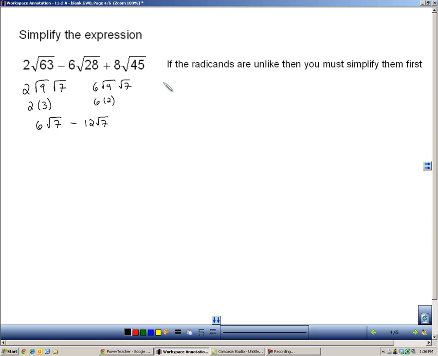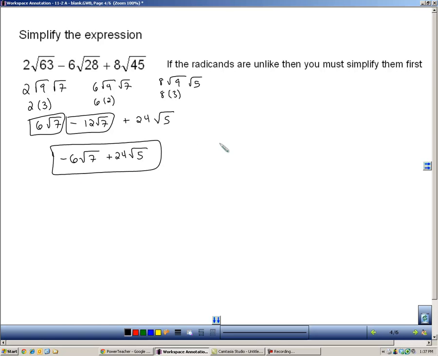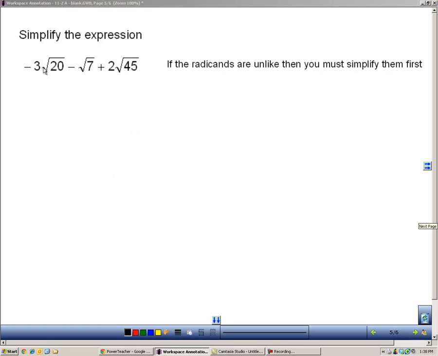And the last one, root 45 is a 9 and a 5. So root 9 and root 5, square root of 9 is 3, and 8 times 3 is 24. So 24 root 5. So simplifying all three radicals by pulling out perfect squares. Now, do I see any like radicals? Yes, I do. 6 root 7 minus 12 root 7 is negative 6 root 7, and then plus 24 root 5. Last two examples, I think I'll let you pause the video, try them, and then I'll give you the answers quickly.